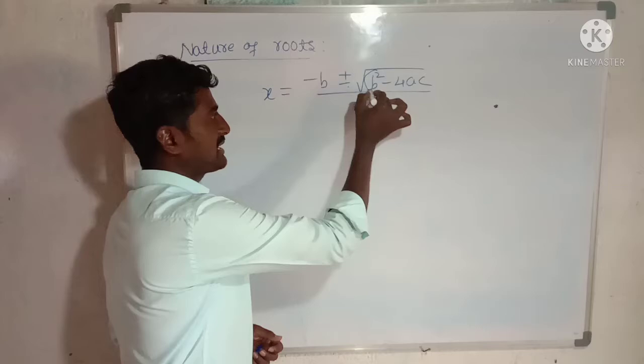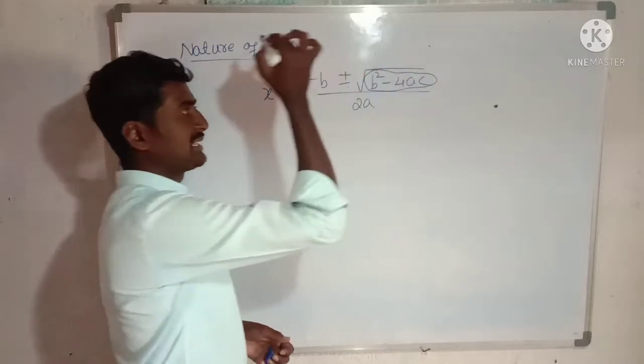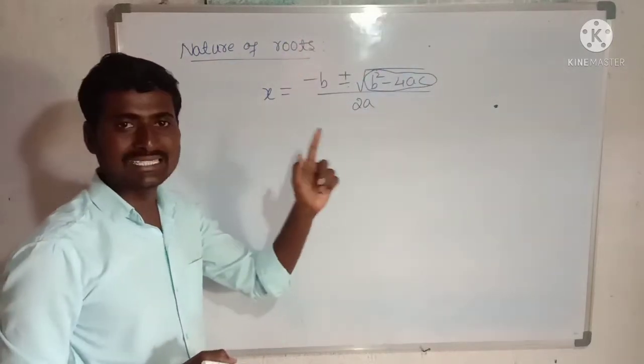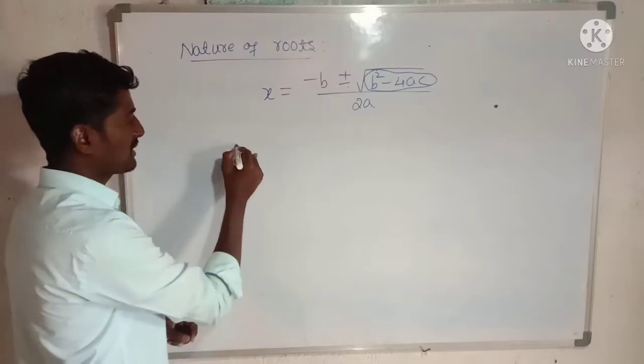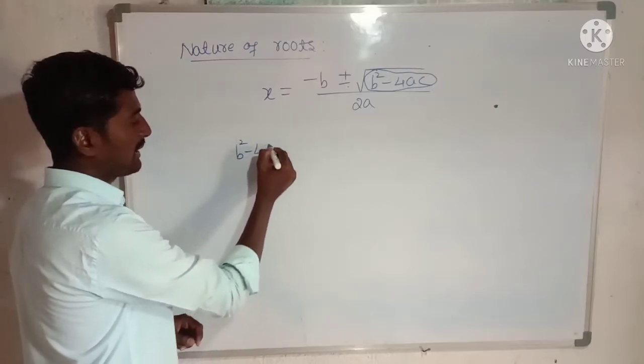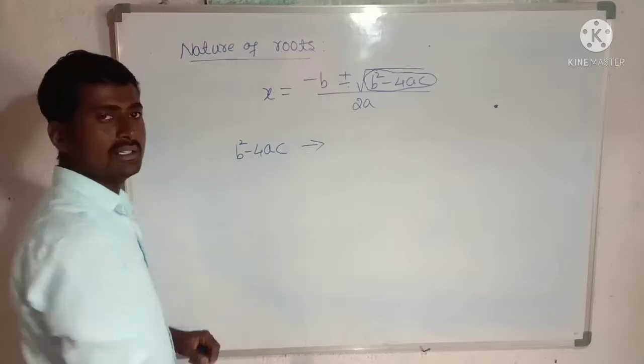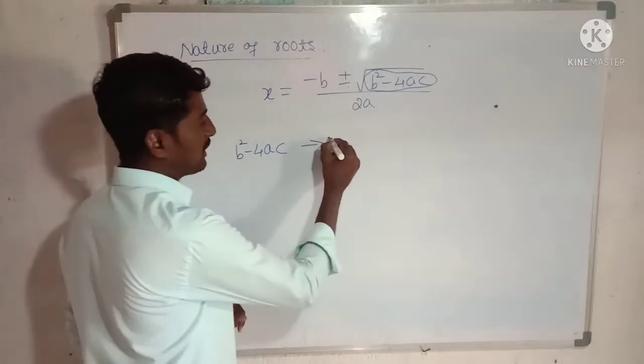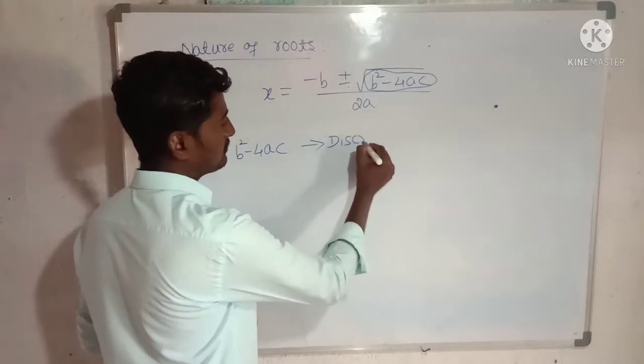Now this term, that is b square minus 4ac, we say it as a discriminant. What is that? B square minus 4ac. This term we say it as what? Discriminant.